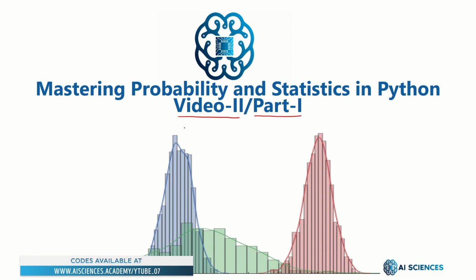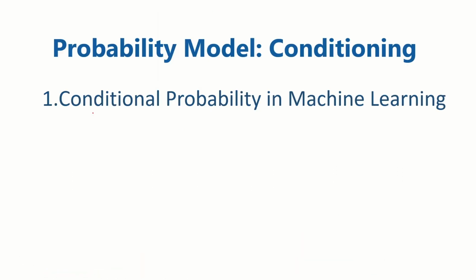So what are the basic and the modern advancements in machine learning? I will show you that they all have a great deal to do with conditional probability. So let's get started with conditional probability.